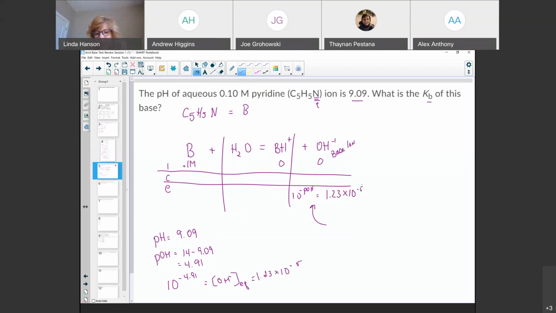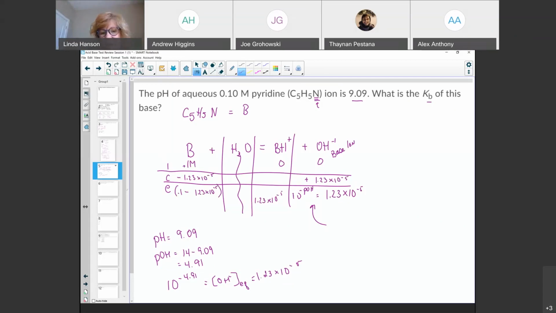Now, once we have that box filled out, we know from last chapter how to just carry on and finish the rest of the ICE chart. That this must have increased by 1.23 times 10 to the negative fifth. The BH positive did the same thing. In other words, the concentration of both of the ions is exactly the same. This must have gone down by the same number. So at equilibrium, you have the difference between the two.